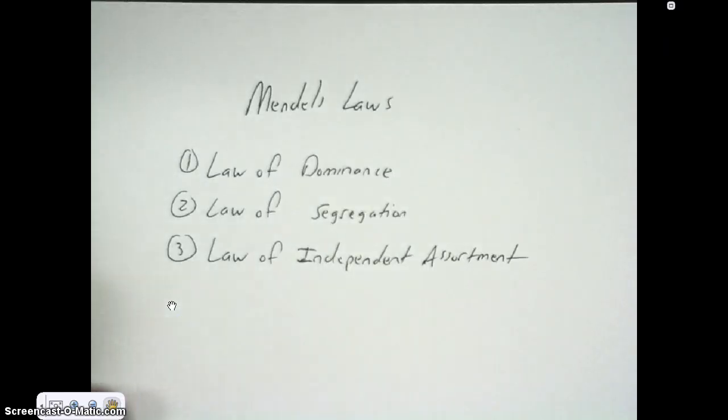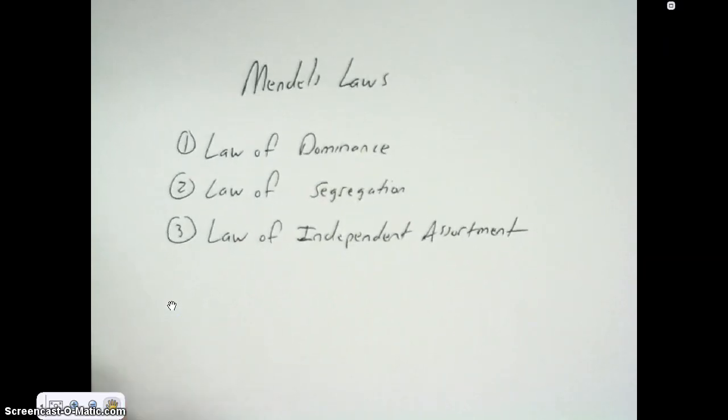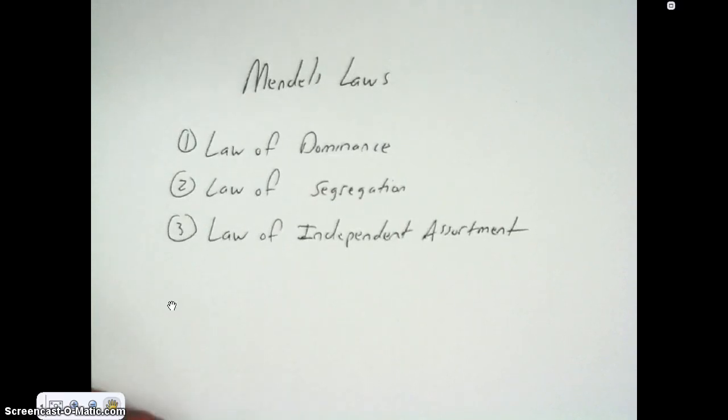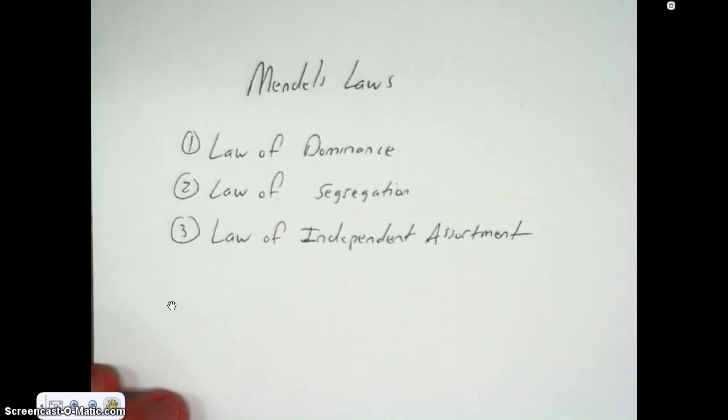Okay, continuing on with Mendel and genetics. Mendel was famous for coming up with three laws. One of these laws we've already discussed. We talked about how one allele, whenever it is present, is always going to show itself. We call this the law of dominance.